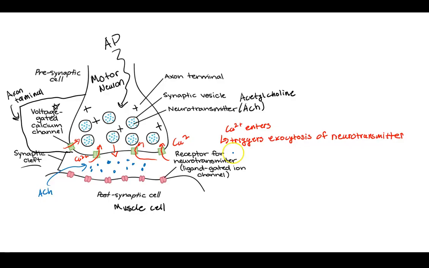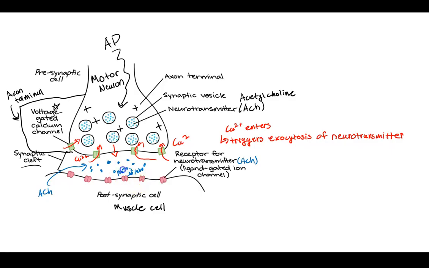And on the muscle cell side of this is where we have our ligand-gated ion channels. These are the receptors for neurotransmitter, and the specific neurotransmitter we're looking at are ACH receptors. So these are all ligand-gated ion channels for ACH, which means they have these little binding domains for ACH. So let's say ACH binds to the ligand-gated ion channels and it opens it.